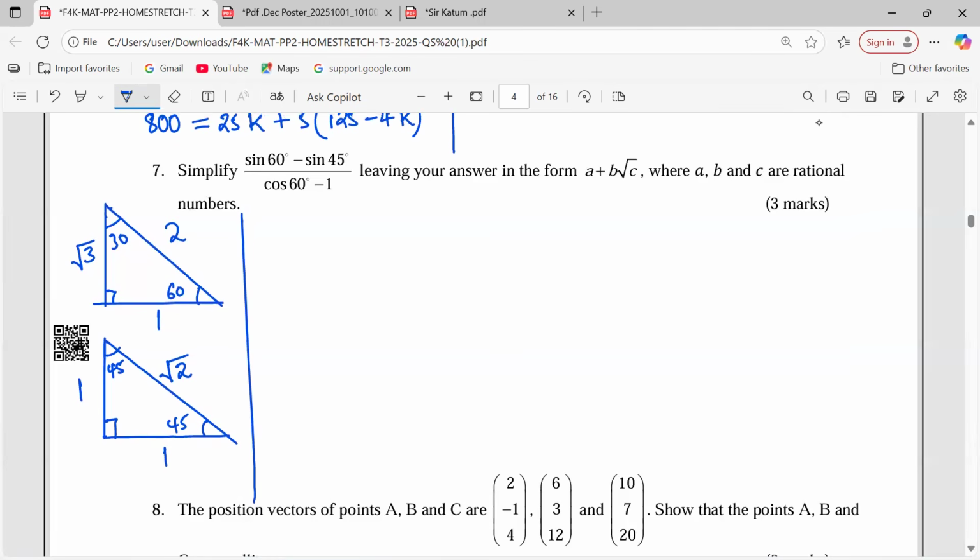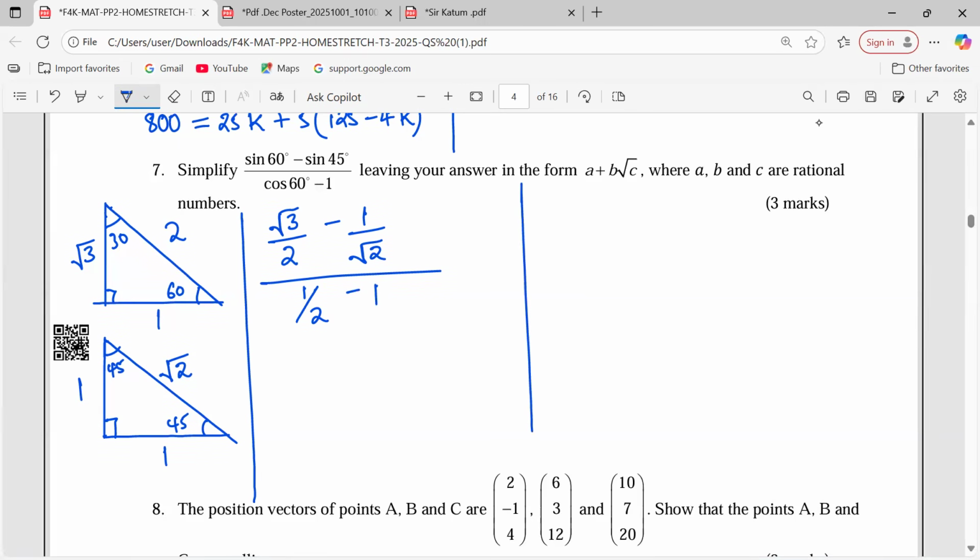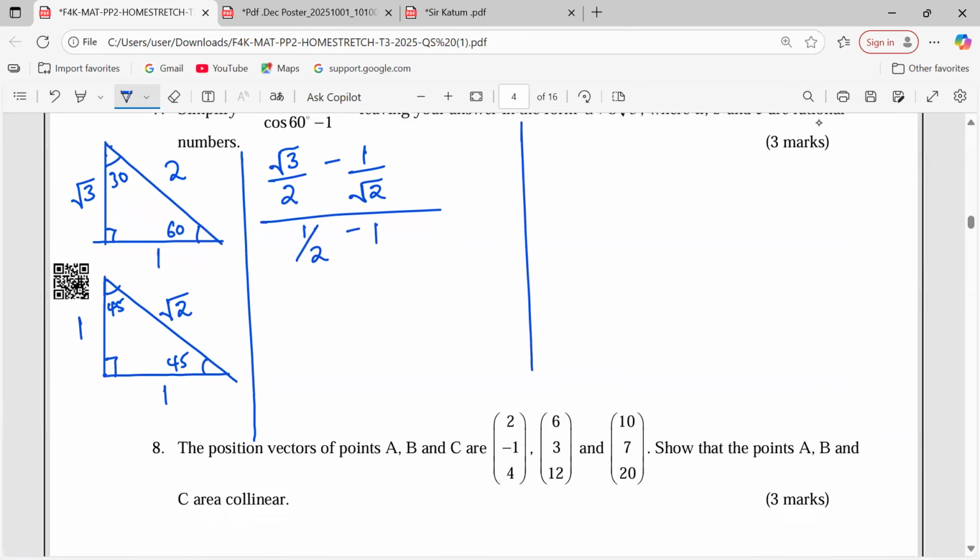The sine of 60 shall be, with 60, opposite length over hypotenuse. So the root of 3 out of hypotenuse of 2, minus the sine of 45. Sine 45 means opposite length of 1 out of hypotenuse of 2, divided by the cosine of 60. Cos 60 equals half, 1 over 2 minus 1. That is the substitution that you were supposed to make as the first step. Now, after that, we proceed to the step of solving this.